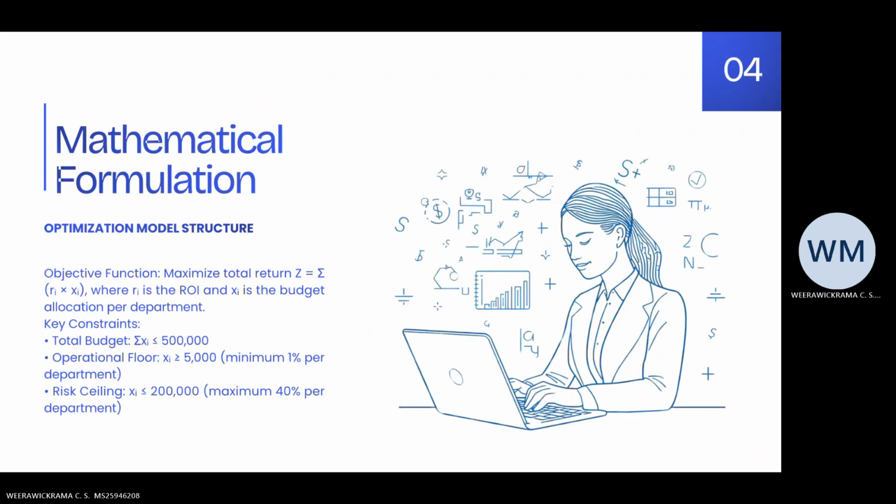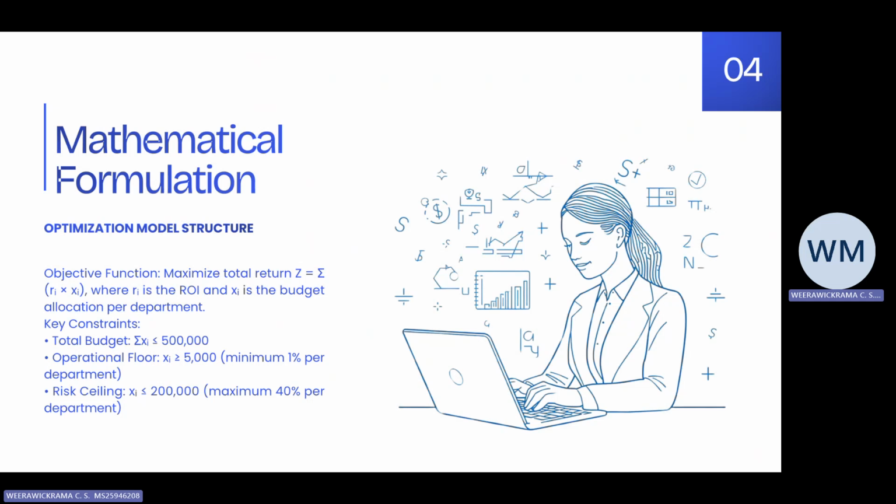Here, we translate our problem into a mathematical model. To make better decisions, we represent our budget allocation challenge using an optimization framework. The goal is to maximize the total return generated by all departments. We define this using an objective function where we maximize Z, the total return, calculated as the sum of each department's return on investment multiplied by the amount of budget allocated to that department. In simple terms, we are trying to put more money into areas that generate higher returns.